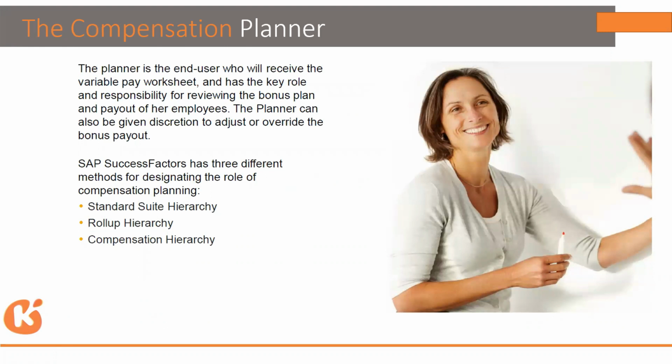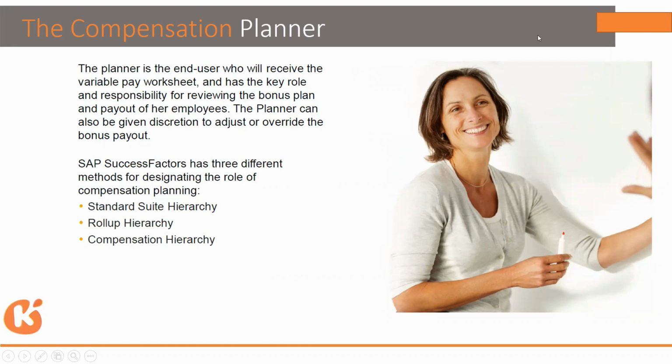Now here you can see there is a compensation planner. We have done this in your compensation, right? That there are three kinds of planner. One is a standard planner, another is a roll-up hierarchy, and then there is a compensation hierarchy. Since we have already done this, can you, Raghu, tell me what is the basic difference between all these three?